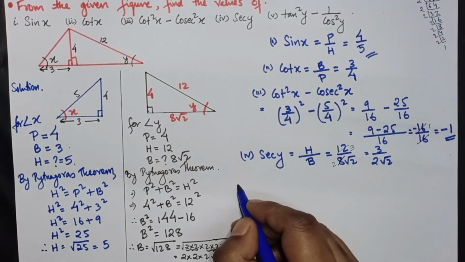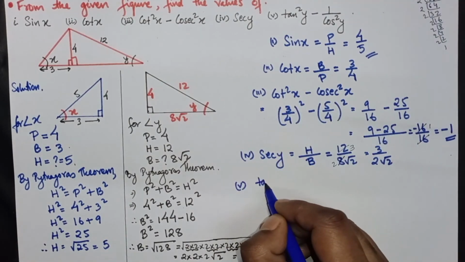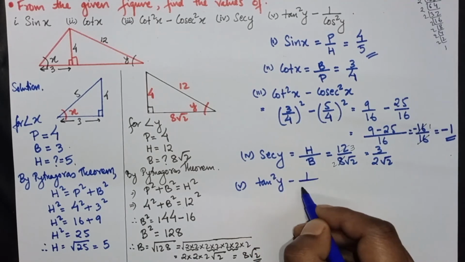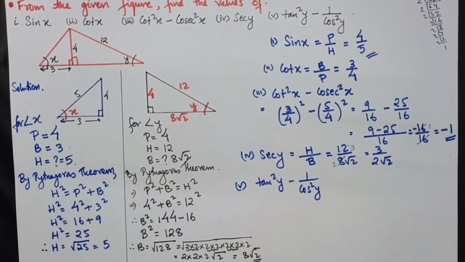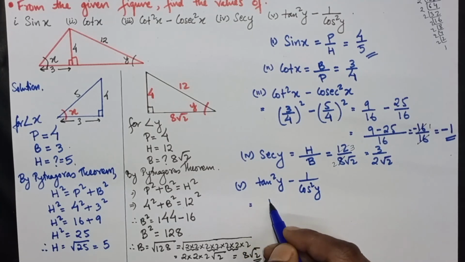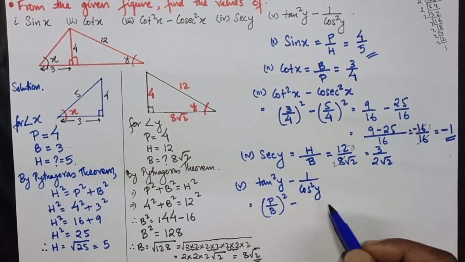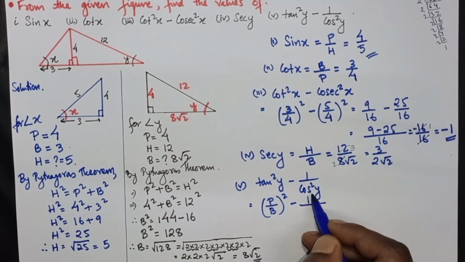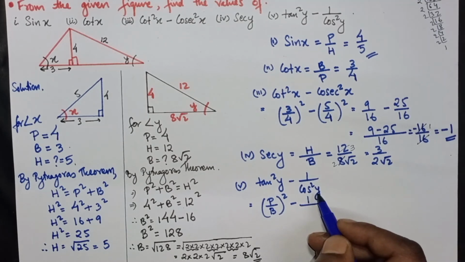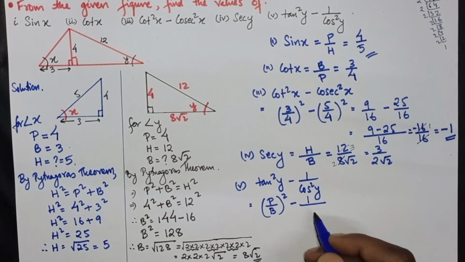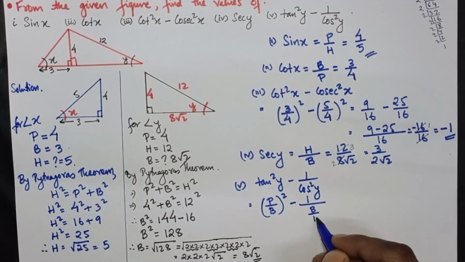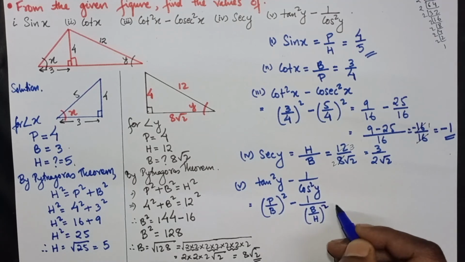Number 5, what do you have? We have to find the value of tan square y minus 1 by cos square y. Okay, so what we can do here is tan square y. So tan, you know the formula is P by B. So this I can write as square minus, or you can use the reciprocal also. Okay, so 1 by cos, you can also write as sec. So you can use that way also.